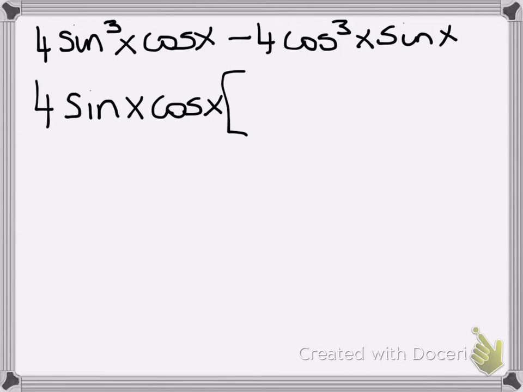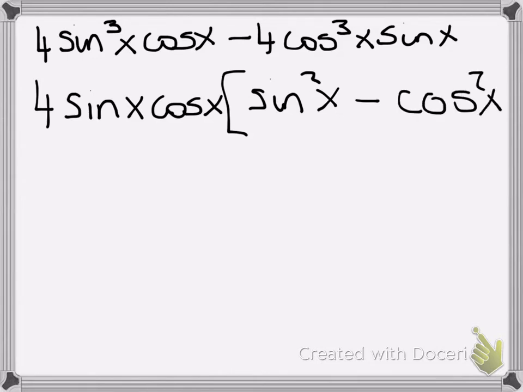So if I look at the left hand side, if I have factored out 4 sine x cos x, I am left with sine squared x. And on the right hand side, 4 sine x cos x divides into minus 4 cos cubed x sine x, minus cos squared x times. Now, let's look at what I've simplified out.